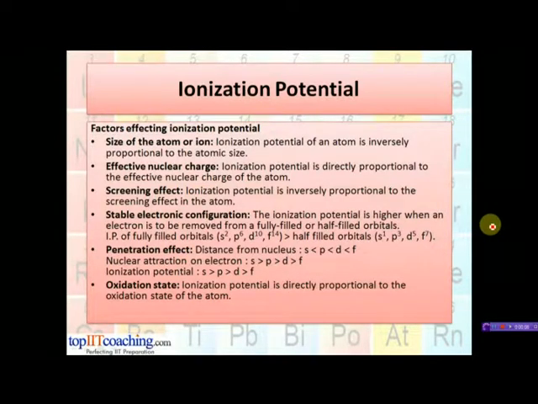Another important factor is the penetration effect. We know that s orbitals are at minimum distance from the nucleus if we are talking about the same energy level. P orbitals have a greater distance, then comes the d orbitals, and f orbitals are furthest from the nucleus. Therefore, the nuclear attraction on the electrons will be highest in s orbital, lesser on p, much lesser on d, and minimum on f orbitals. Therefore, the ionization potential will also be highest for s, and following the same order, least for f orbitals.